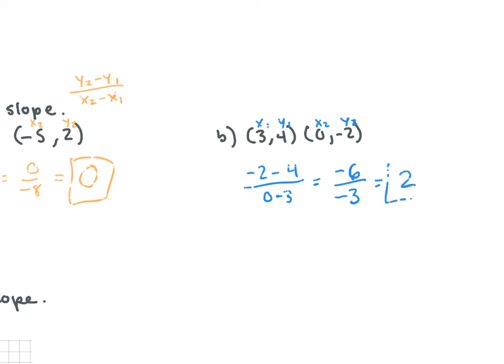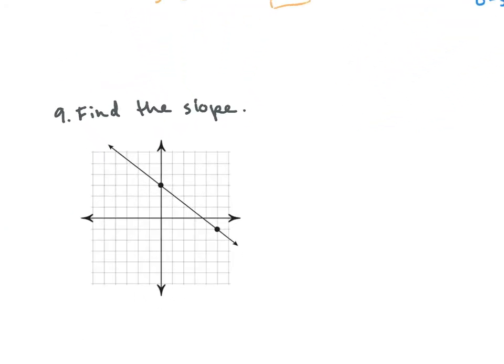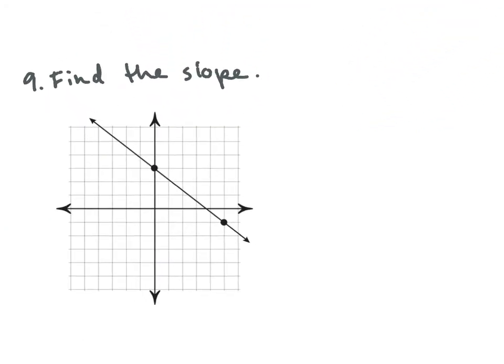And then last one, number 9, find the slope. We can either take these 2 points and plug them into our formula, or we can just count rise over run. So if we did rise over run, we are going up 1, 2, 3, 4. And then we go to the left 1, 2, 3, 4, 5. So our slope would be 4 over negative 5. So we can just put that negative out front. So negative 4 over 5.